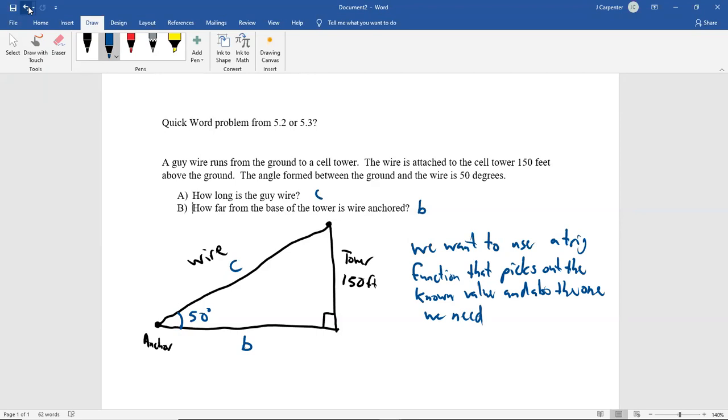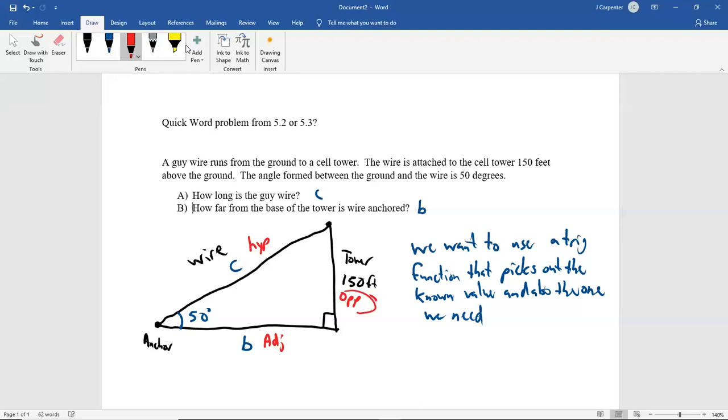And what am I referring to? Opposites, adjacents, and hypotenuses, hypotenuse. So in terms of 50 degrees, this 150 would be the opposite. The length of B would be the adjacent, and the C would, of course, be the hypotenuse. The 150 is the known value, so we have got to use trig functions that use the opposite.